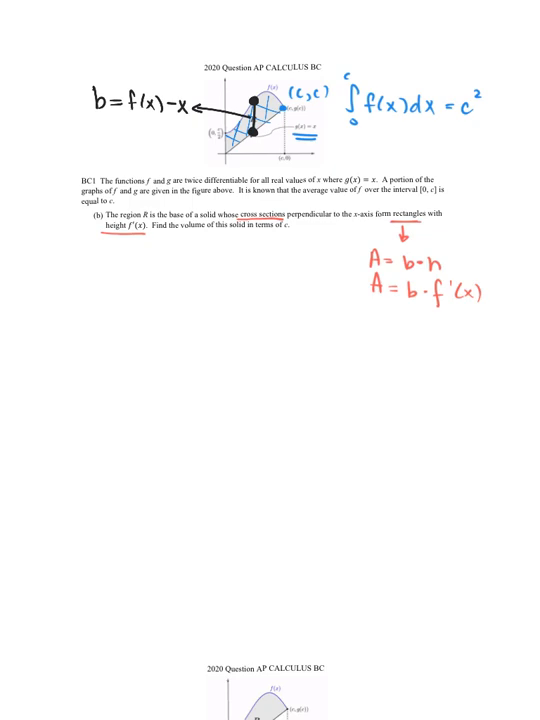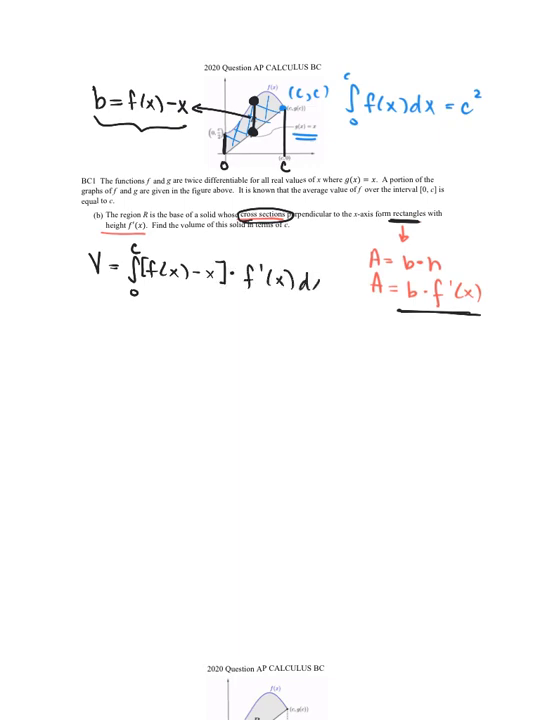Okay. All right, so our volume formula is going to be the integral. So we're going from left to right. So that would be at 0, and then to here, which is at c. So we're going to integrate from 0 to c of our area formula, right? Because we're doing cross sections, and area formula of our rectangle. And that is base times height. So our base we defined up here. So our base is f of x minus x, and then times our height, which is f prime of x.